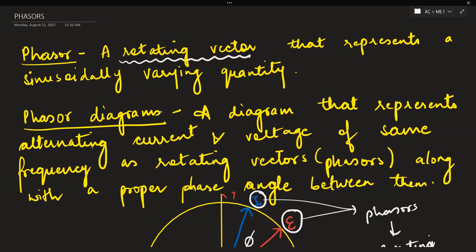And then we have the phasor diagram. So what is a phasor diagram? It's a diagram that represents alternating current and voltage of the same frequency as rotating vectors, meaning phasors, along with the proper phase angle between them. Now the usage of the phasor diagram will be essential when we start with the circuits. So do one thing, note these two points, note down this phasor diagram, then we'll start from the first circuit, that is the purely resistive circuit. Then we'll see how phasor diagrams get applied and what the phase differences are between the physical quantities present in them.